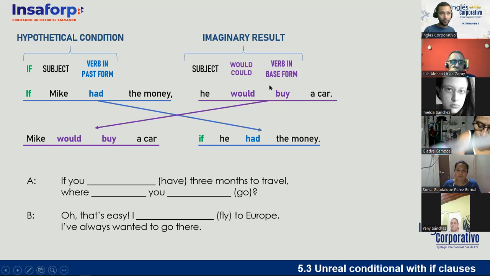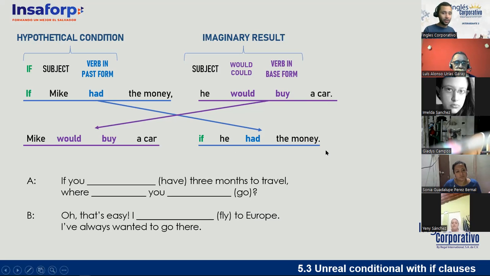Why is there a verb in base form? Simple, because would and could are modal auxiliaries. Modal auxiliary verbs can only be followed by a verb in base form only, okay? No exceptions. So you have the sentence, if Mike had the money, he would buy a car. And as we have studied before, you can change the order of the two clauses and the meaning remains the same. You can say Mike would buy a car if he had the money.